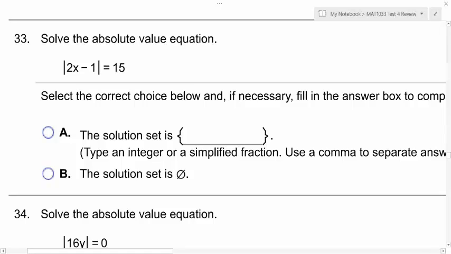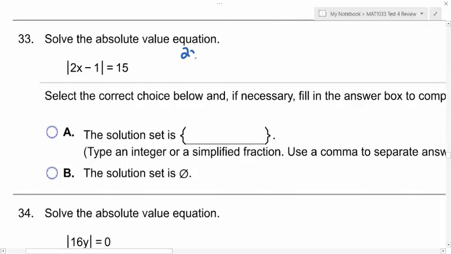You would just pull out the 2x minus 1. Do not change it. Just pull it out. Good. Set it equal to what? To the 15. And then what would the other equation be? You can do it to negative 15. Exactly. And then solve each of these equations like normal.